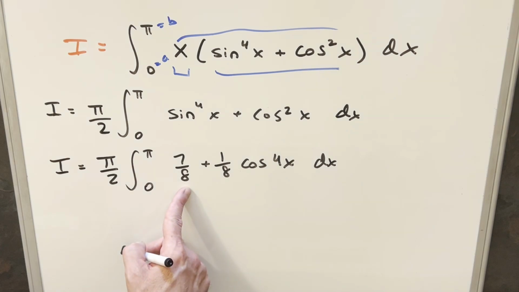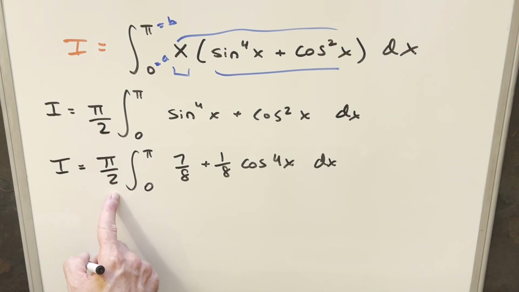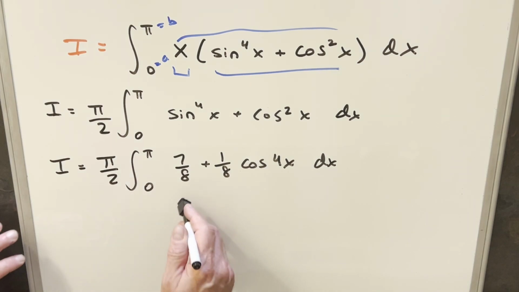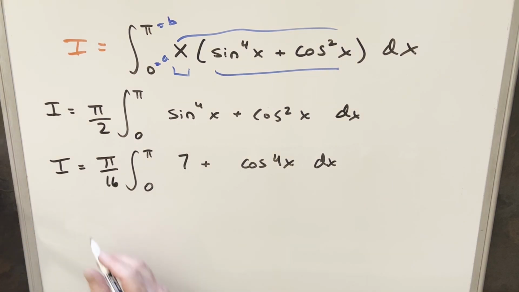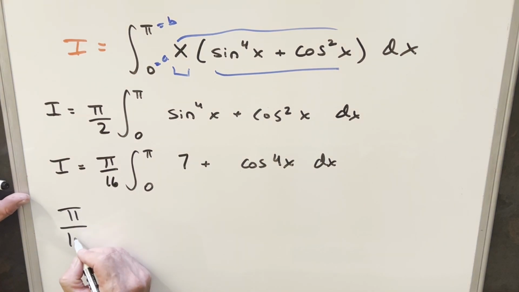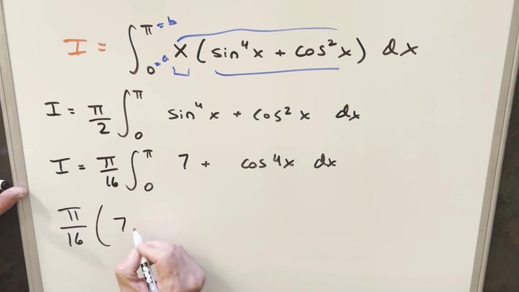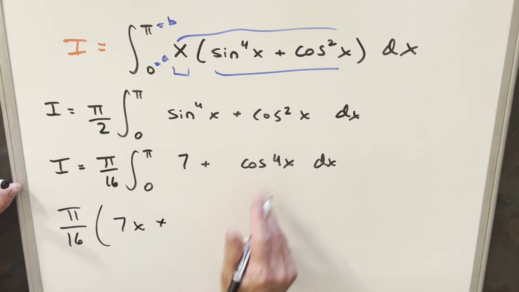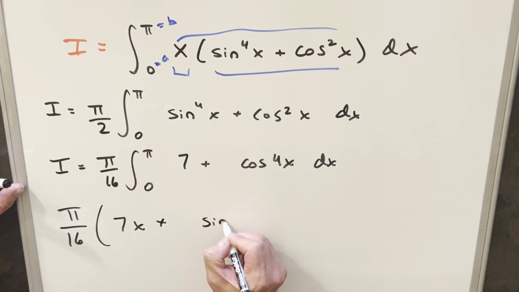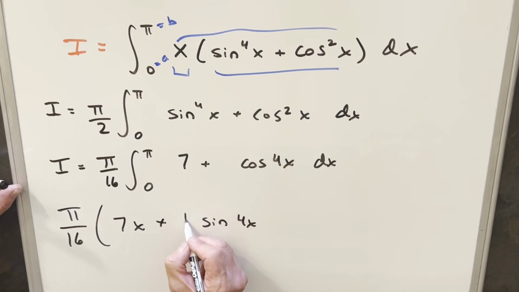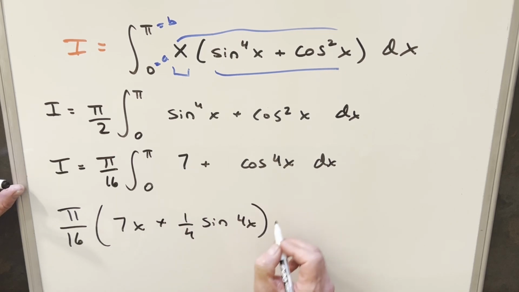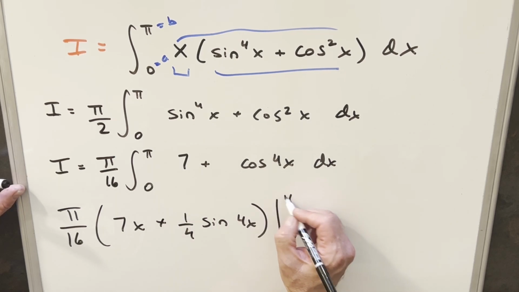Let's do one more thing. I'm going to just factor out a 1/8, bring it out front of the integral just to kind of clean this up a little bit. And now we'll go ahead. So we'll factor this out now as a pi over 16. Integrating, this is going to become 7x. Cosine 4x integral is going to be sine 4x, but I need to bring the 4 out in the denominator as a 1/4, and we just need to evaluate from 0 to pi.